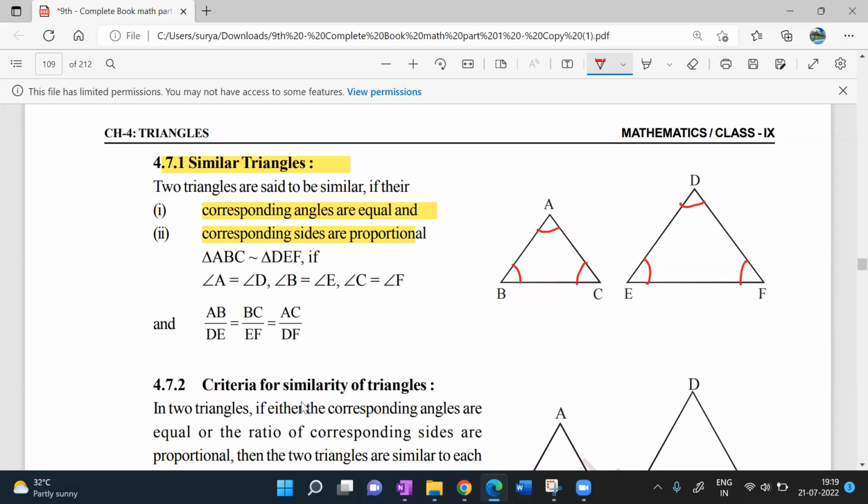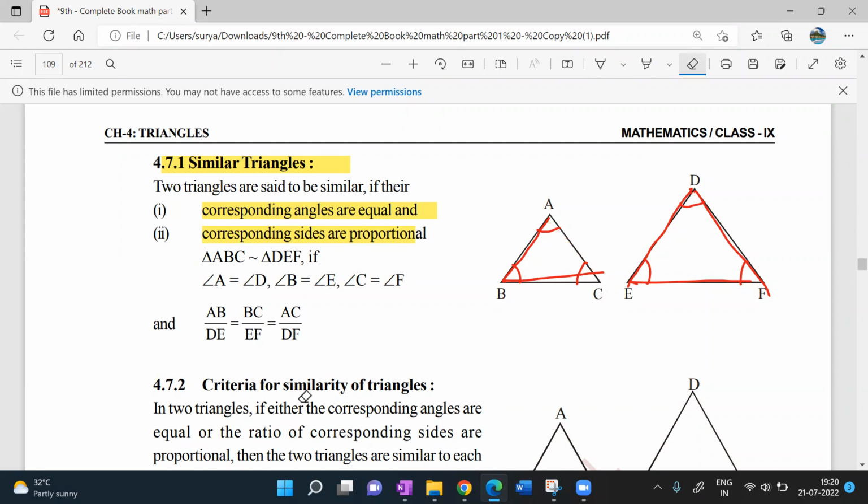We learned this last class. And their sides must be proportional, beta. Sides must be proportional is nothing but here AB by DE, next BC by EF, and AC by DF. Must be proportional.